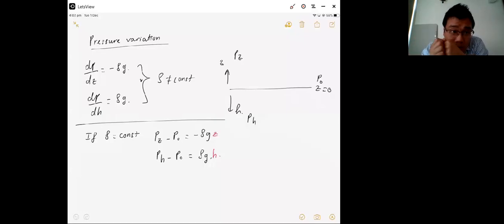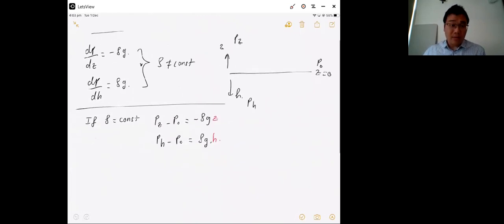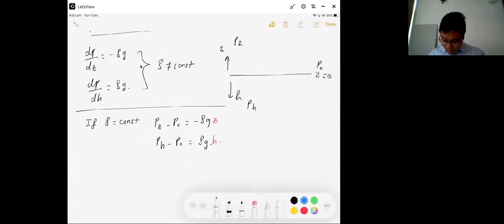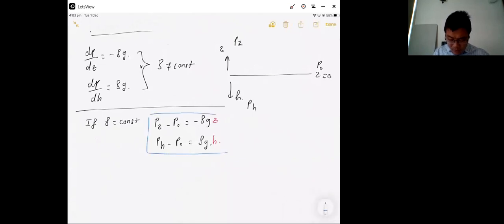And you have the equation dp/dz equals minus rho g, or dp/ds equals rho g. It depends on the axis: the z direction is upward and the s direction is downward. If the density is constant, you can use two equations: pz minus p0 equals minus rho g z, or ps minus p0 equals rho g s, where p0 is the pressure at z is 0 or s is 0. This is pressure variation.